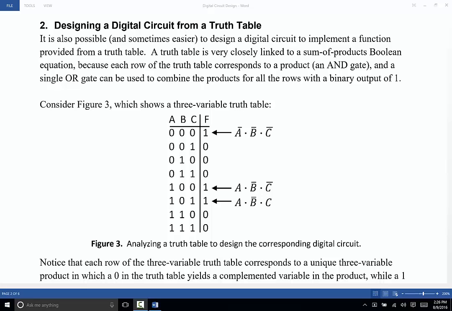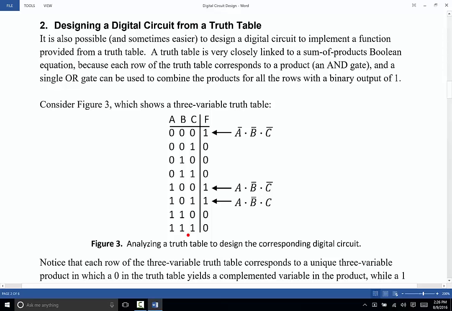The second way that you can specify what a digital circuit needs to do is by providing a truth table. Now, the truth table has a row for every possible combination of the inputs. Here you can see that there are 3 inputs. Each input can take on 2 different values, so there are 2 to the third, or 8 rows in the table.